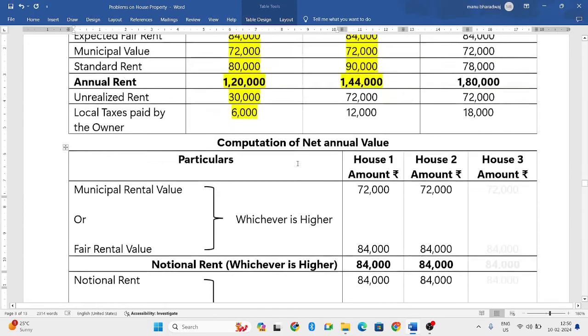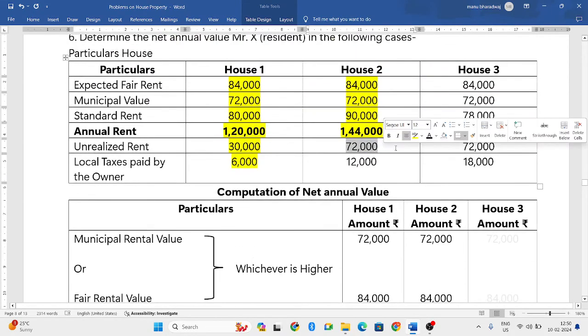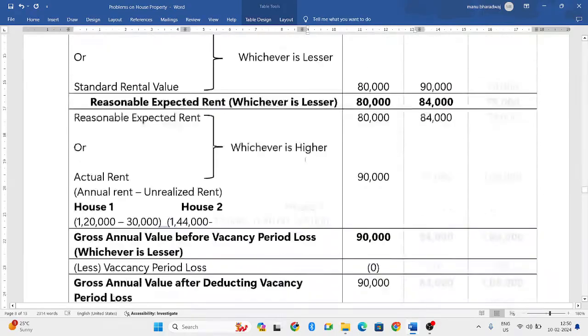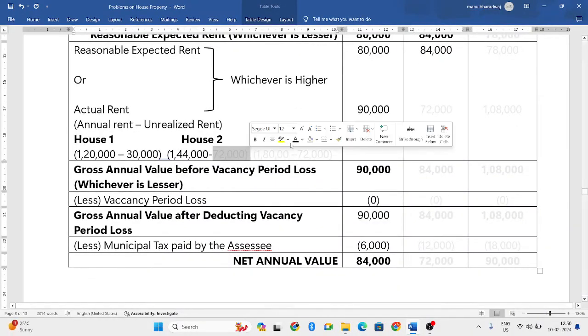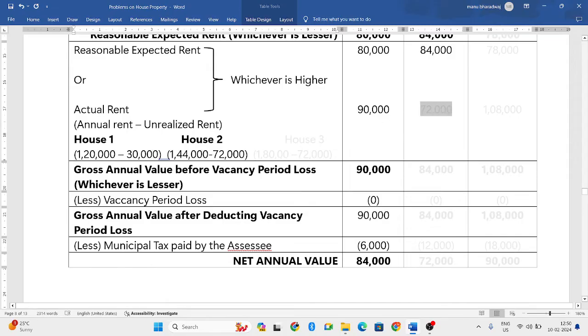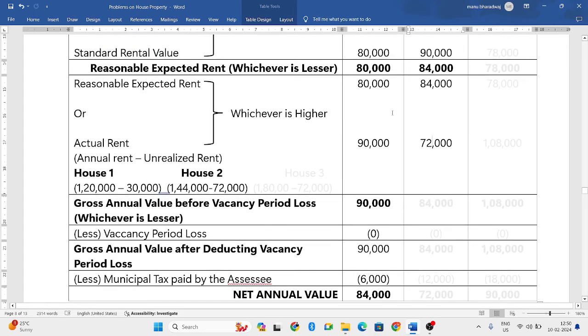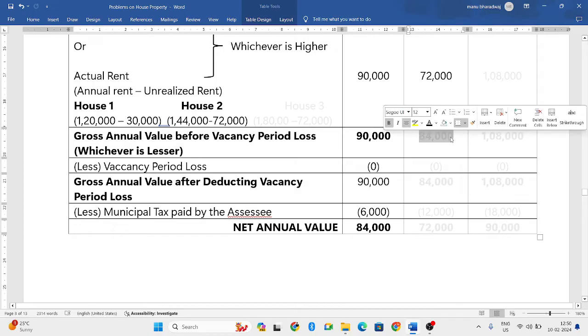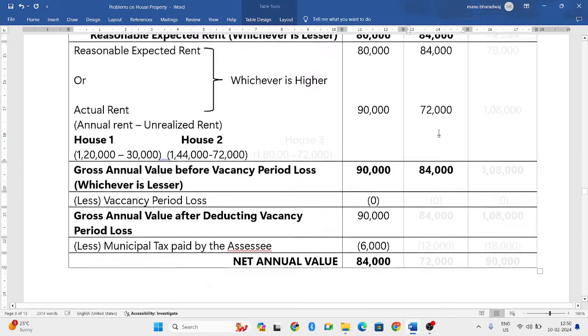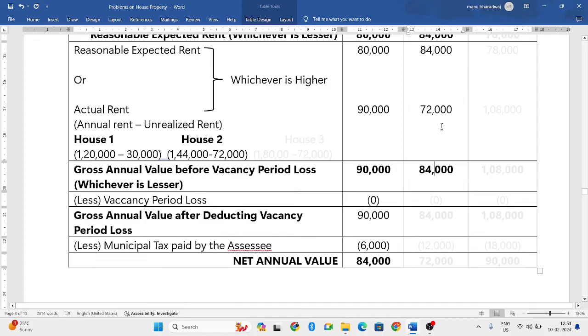From that I have to subtract unrealized rent. For house 2, the unrealized rent is 72,000. So I will subtract that 72,000. The balance will be 72,000 only. So that 72,000 will be actual rent. Now out of these two, 84,000 and 72,000, whichever is higher, that will be considered as GAV before deducting vacancy period loss. So 84,000 is the higher. So 84,000 will be considered as gross annual value before deducting vacancy period loss.